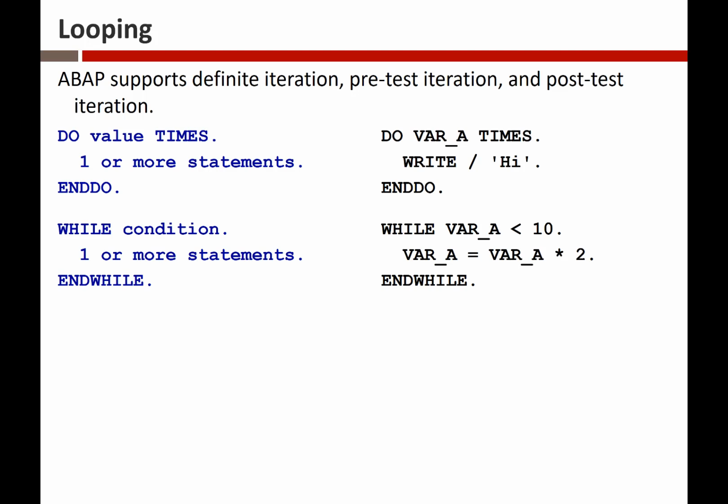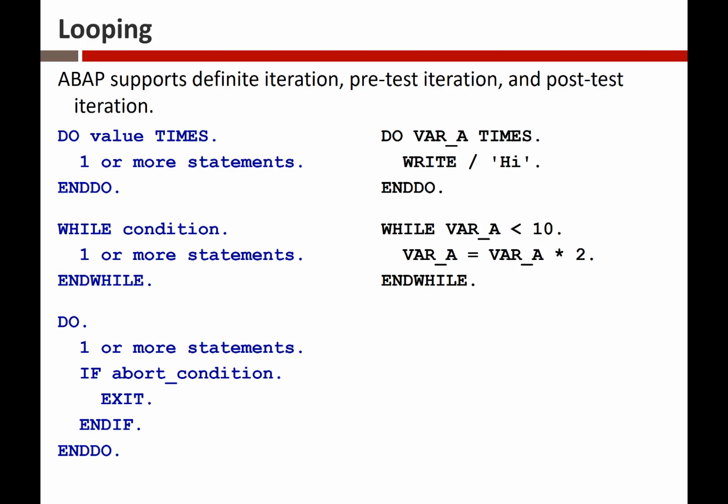Then we get to post-test iteration. And this looks different than other programming languages. We start off with just the keyword do on a line by itself, and then one or more statements, and then the loop is going to terminate with an end do. So if we ignore what I have right here in the middle for the moment, this is an infinite loop. Do and end do is an infinite loop.